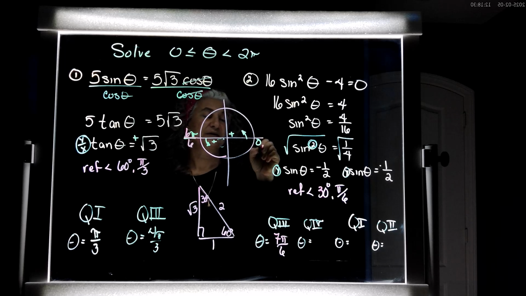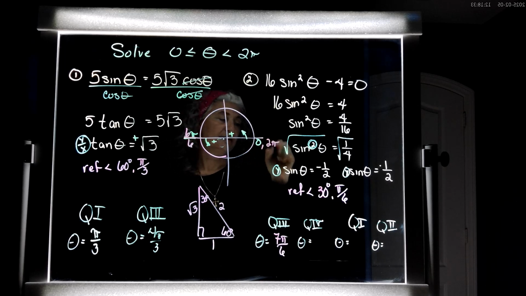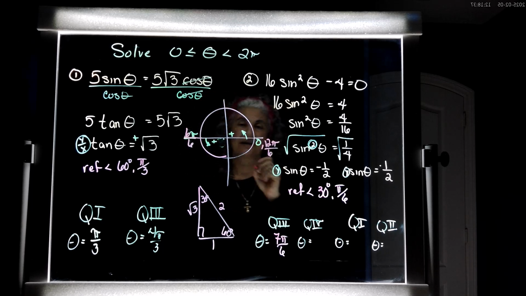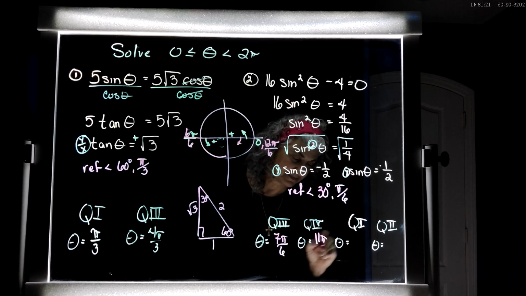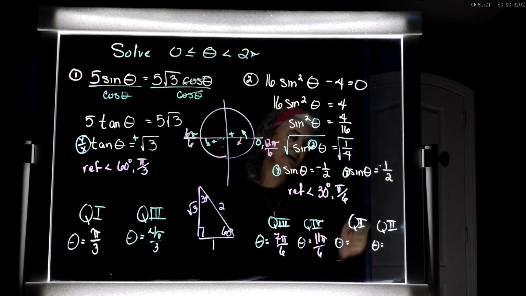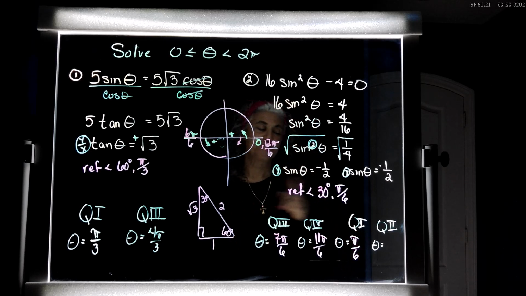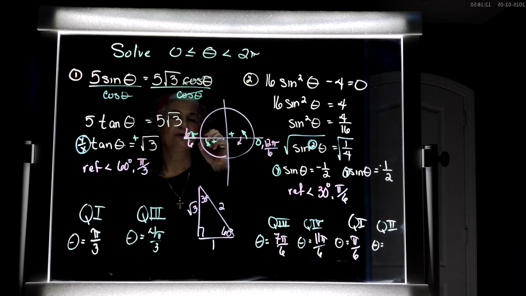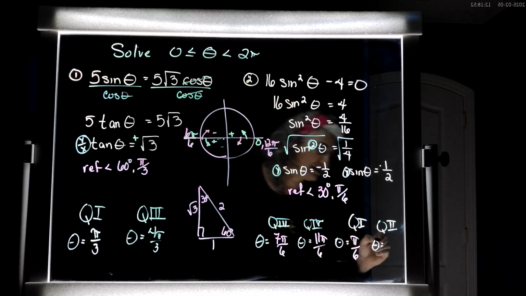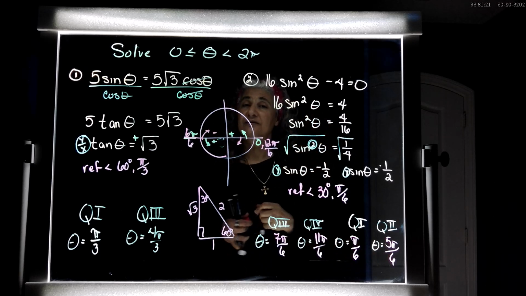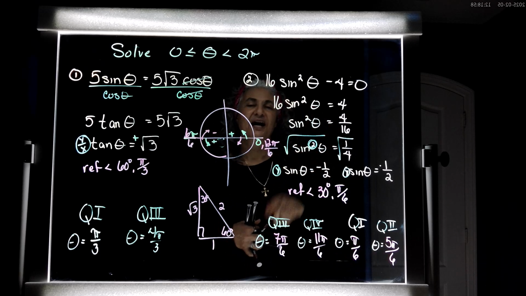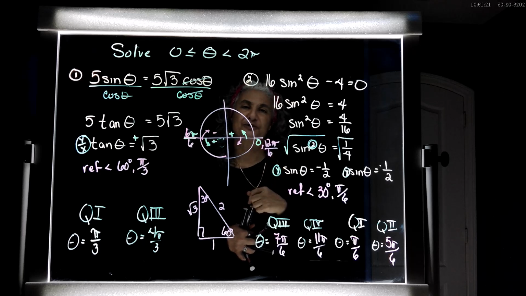Quadrant 4, this is 2 pi, but with a denominator of 6, so 12 pi over 6. Going this direction, subtracting. Quadrant 1, well, that's the easy one, right? And then quadrant 2, good, subtracting 5 pi over 6. Cool? Does this make sense? All right, I have a couple more coming your way, so stay tuned.